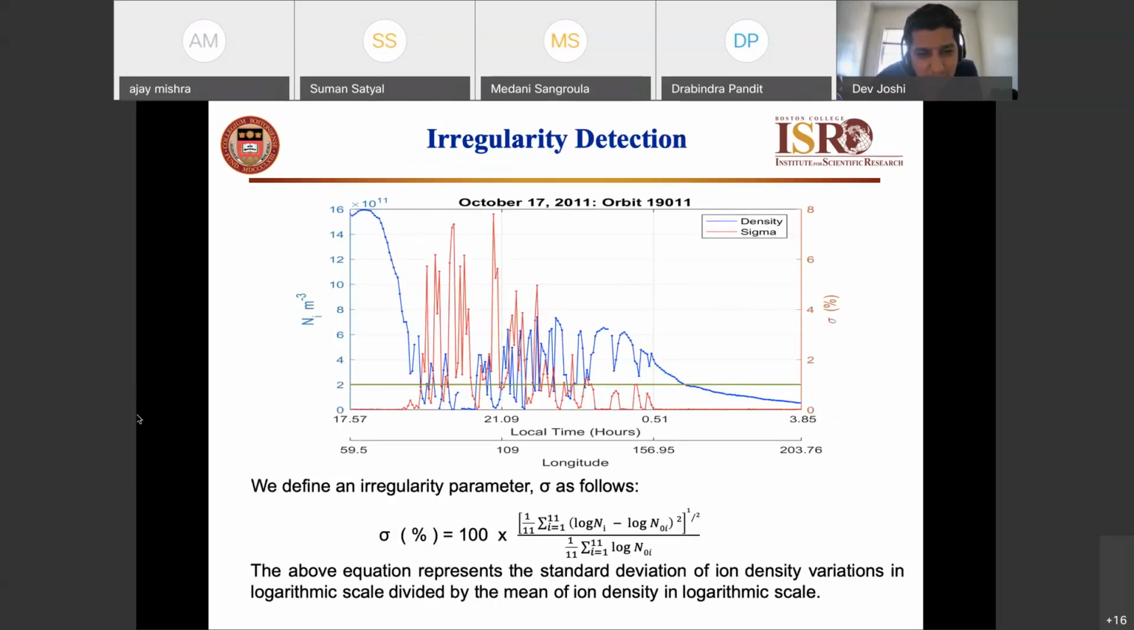Whenever the ion density is changing rapidly, the irregularity parameter has higher values. After careful observations and comparisons with previous studies, we choose sigma, the irregularity parameter, to be 1.2 as the criterion to capture an instance of irregularity in the observations.